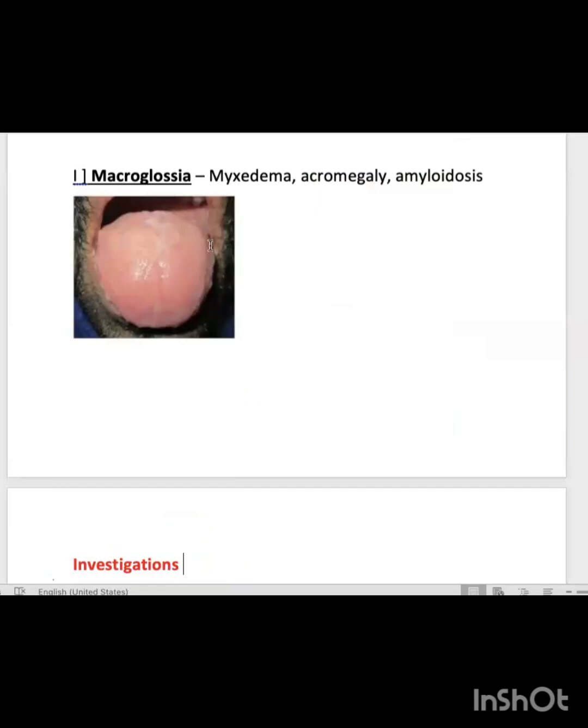Macroglossia, as you can see, the tongue is large. You call it macroglossia when there are impressions of teeth on the sides of the tongue. So it is characteristically found in myxedema, acromegaly, and amyloidosis. So questions can be set on various aspects. For that, you have to know each disease in detail so that you can answer them accordingly.